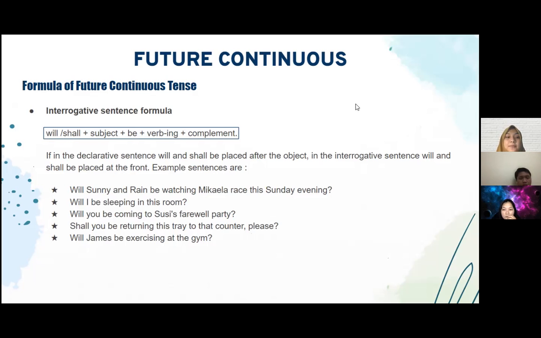Examples are, will Sunny and Rain be watching Michaela's race this Sunday evening? Will I be sleeping in this room? Will you be coming to Susie's farewell party? Shall you be returning this tray to that counter, please? And the last is, will James be exercising at the gym?